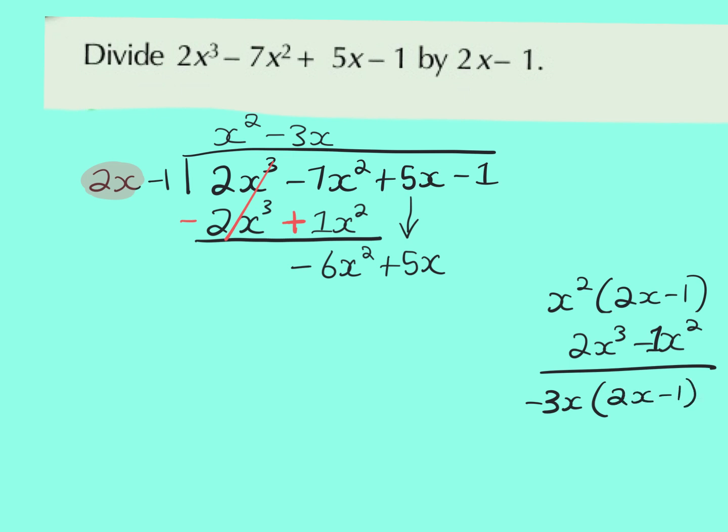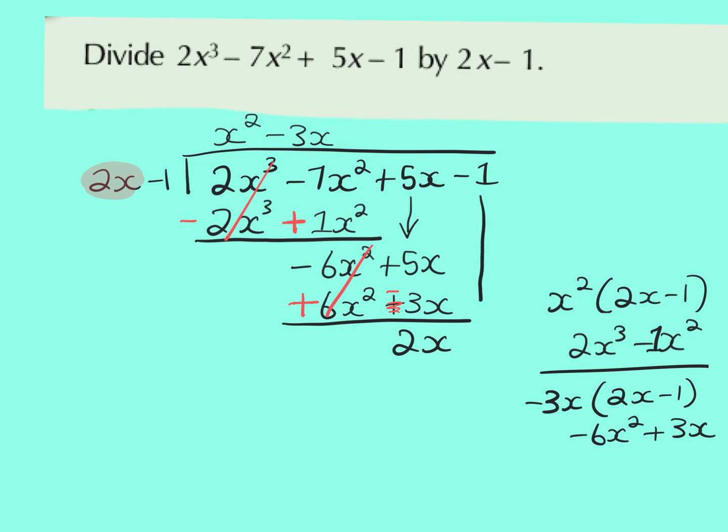Minus 3x by 2x will give me minus 6x squared. Minus 3x by minus 1 will give me plus 3x. Take that, put it underneath here, minus 6x squared plus 3x. Line underneath, change your signs. This becomes a plus. This becomes a minus. And then I get minus 6x squared plus 6x squared. They cancel. And then I have plus 5x minus 3x. That's going to give me a 2x. Bring down my minus 1.